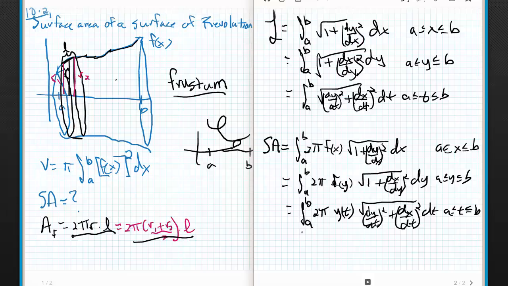All right, hope this was helpful. Again, this is out of 10.2. This is going to be helpful down the road as we work our way through the vector calculus.